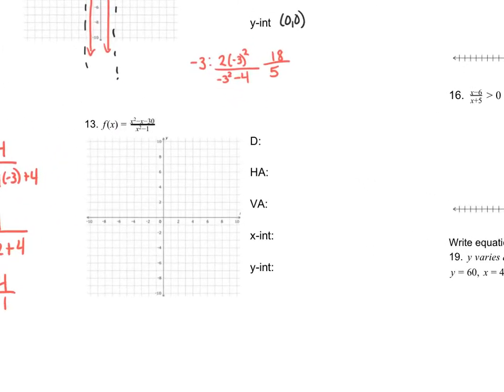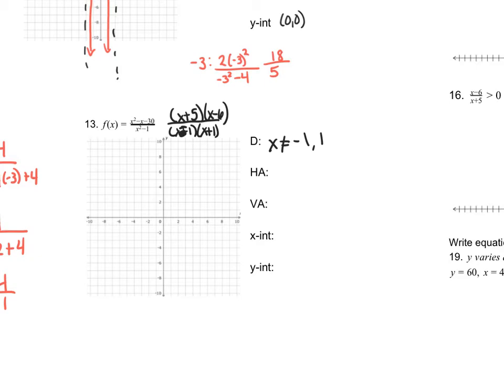For number 13, the first step is to factor that bottom. Okay, I'm going to factor the top too. So my domain: x cannot be negative 1 or positive 1. When I factor the bottom, it's x minus 1.